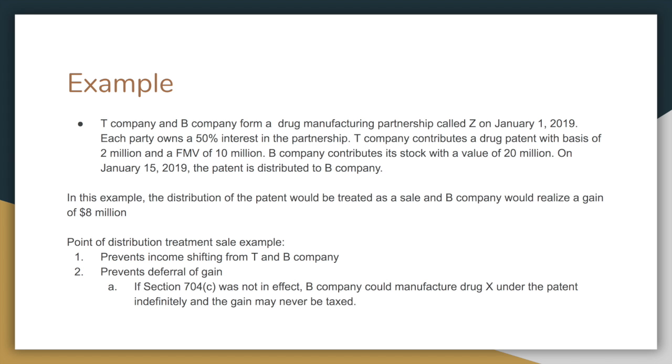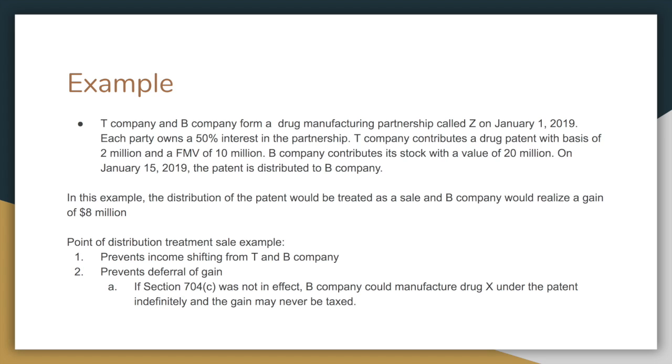One of our examples essentially is detailed with two individuals, two companies. Our assumption is T company and B company form a drug manufacturing partnership called Z on January 1st, 2019. In addition, each partner owns a 50% interest in the partnership. T company contributes a drug patent with a basis of 2 million and a fair market value of 10 million. In return, B contributes its stock with a value of 20 million.